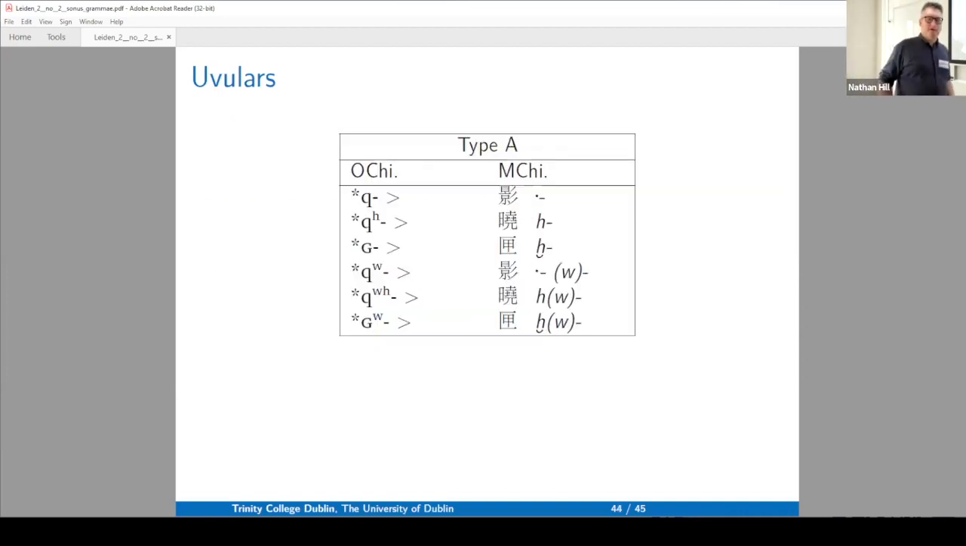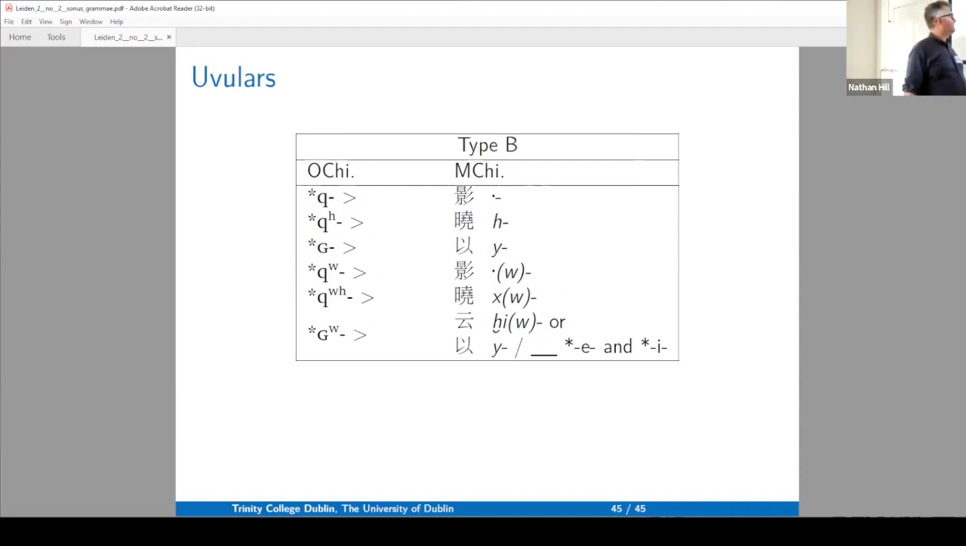Okay, and then here's the summing up of uvular developments. I had to break these up, as the slide was a little too big to fit on one. So in type A syllables, you see what you get, yeah? And then I do both the straight uvulars, if you like, and then the labial uvulars. That's in type A, and that's in type B, where we then have this little note here about how we become this initial before A or I.